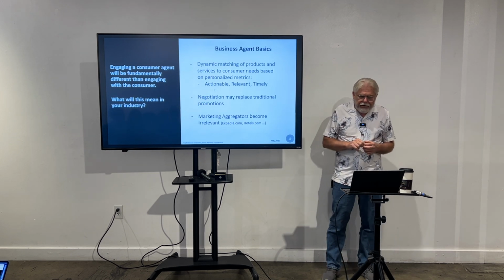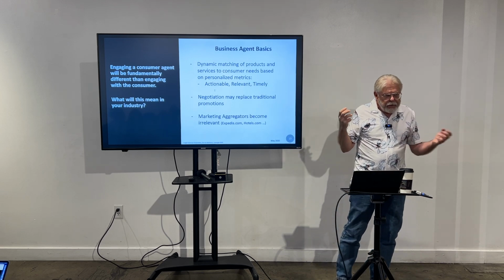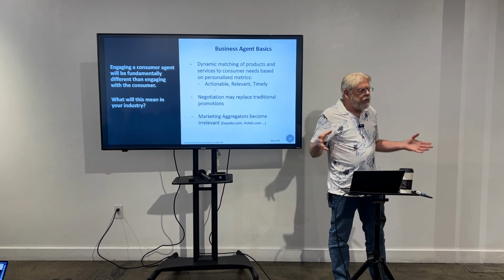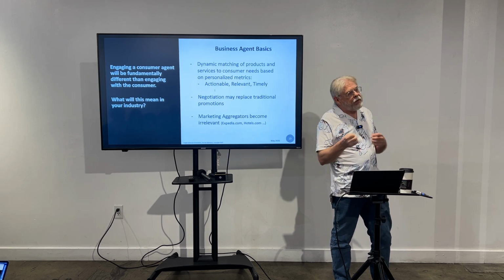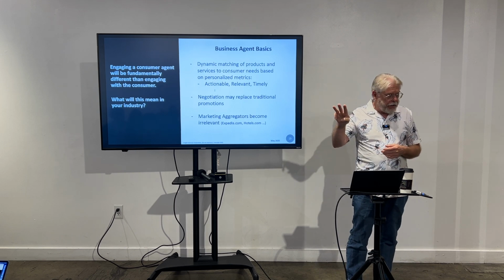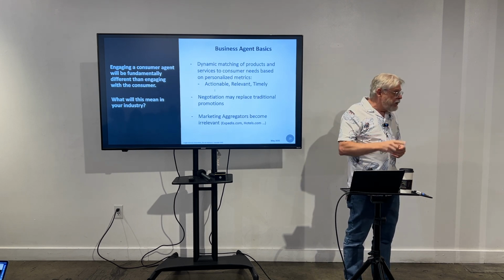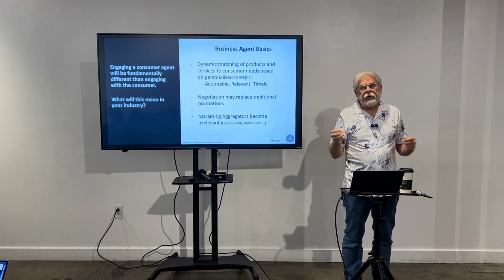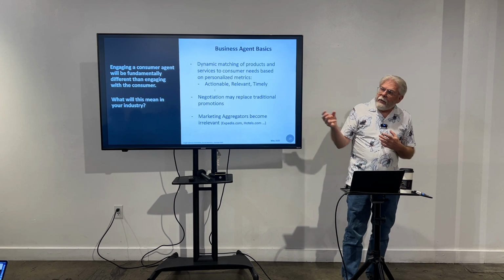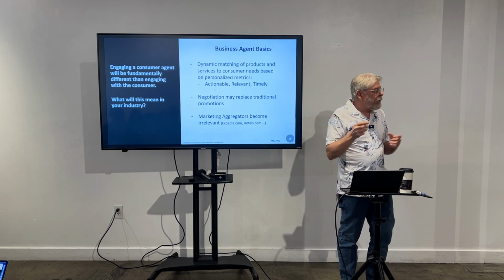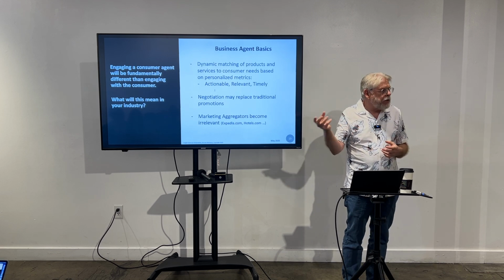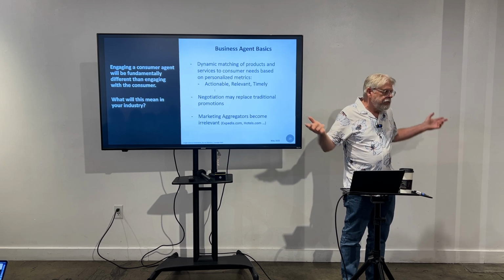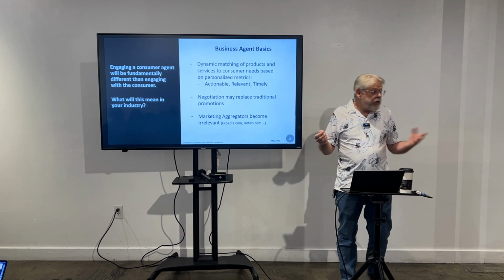So business agent basics: dynamic matching of products to consumer needs. I've done a lot of machine learning models over the years to help businesses do these kinds of things. And I always like to use three factors: actionable, relevant, and timely. The idea is that if you know a lot about a consumer, you can find out whether the product that you have is something they could actually use. Is it actionable? You don't sell car seats to 16-year-olds. Not usually, right? Okay, maybe 20-year-olds.